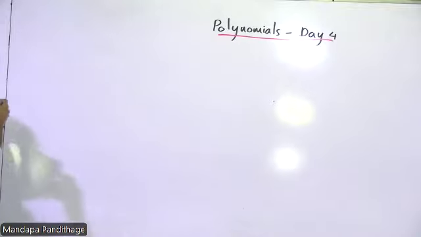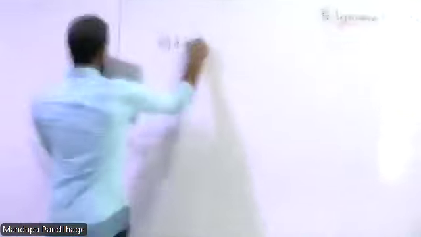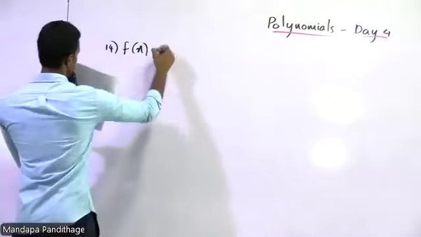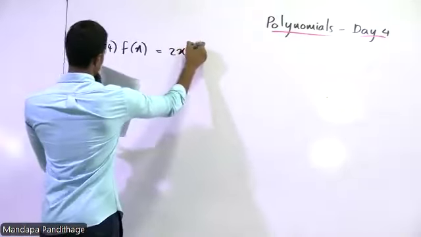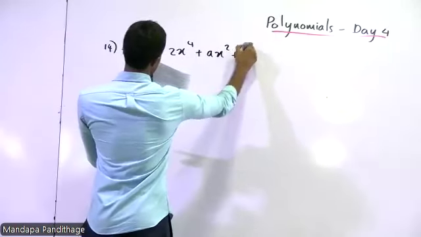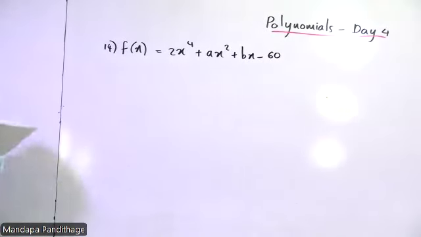In question number 14, they have given that f(x) is equal to 2x to the power 4, ax squared plus bx minus 60. They have given that this is divided by x minus 1, which means x minus 1 is a factor. And the remainder is minus 94 when divided by x minus 3.